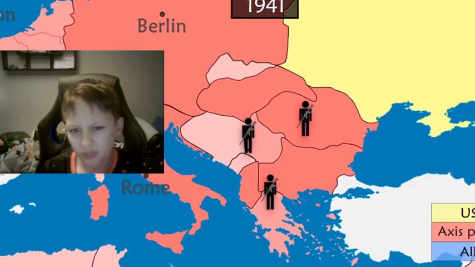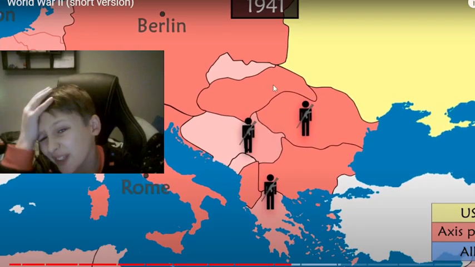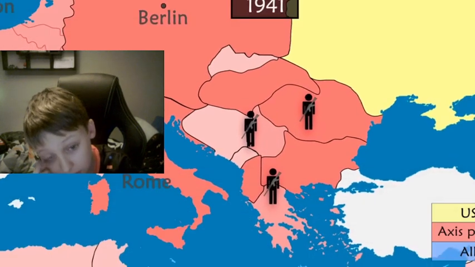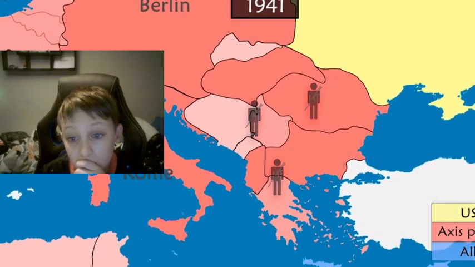In Yugoslavia and Greece, resistant communists and royalist groups confront each other.